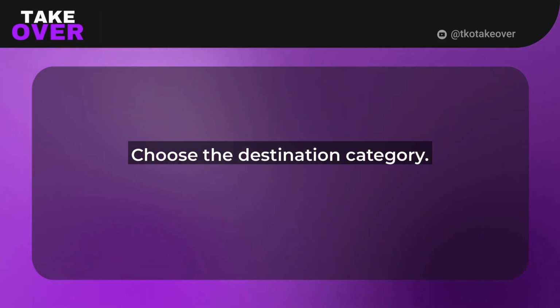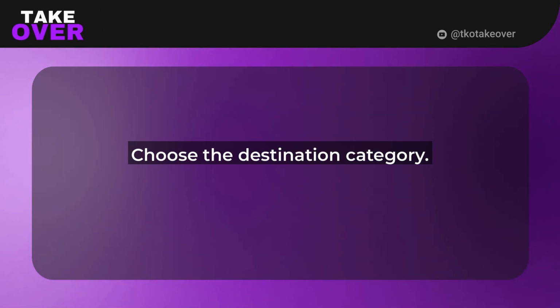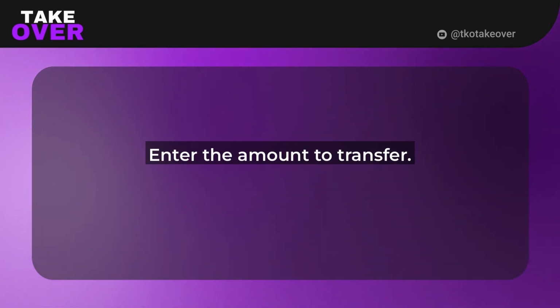Next, enter the amount you want to move. Be precise. YNAB doesn't like guesses. After that, double-check everything to make sure you're not accidentally draining a category you need. Hit Confirm or Save, and voila, the money is transferred.